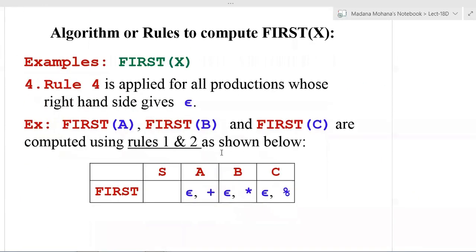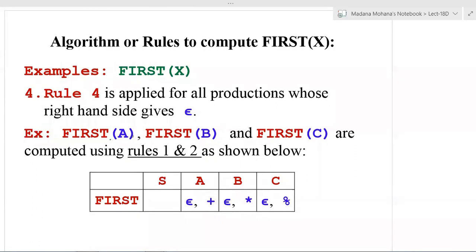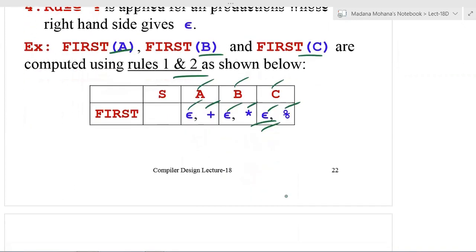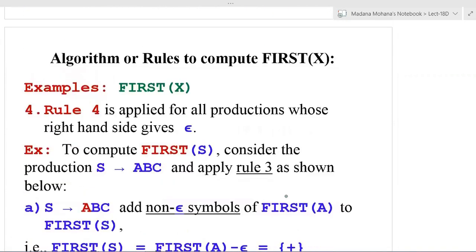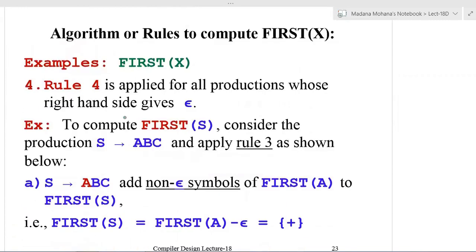Now you can see, first you have to compute first of A, first of B, and first of C using rules 1 and 2 as usual. First of A equal to null comma plus, first of B equal to null comma star, first of C equal to null comma percentage. Then you can apply rule 3 also for S derives ABC. So to compute first of S, consider the production S derives ABC, apply rule 3 as shown below. Same as previous one, first of A derives null, therefore non-epsilon symbols of first of A are added to first of S. Therefore first of S equal to first of A minus null equal to plus.